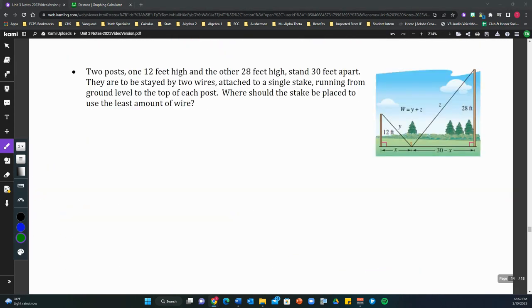All right, so now for our last one, we're going to step things up a little bit. This one is definitely going to be a tough one.